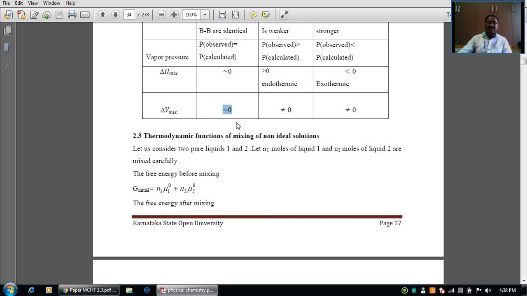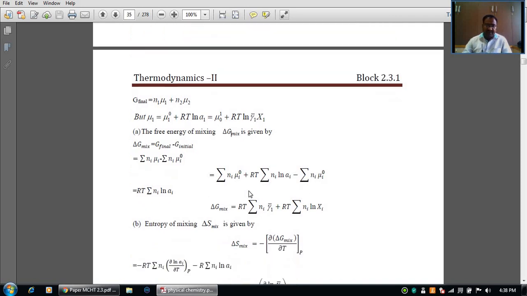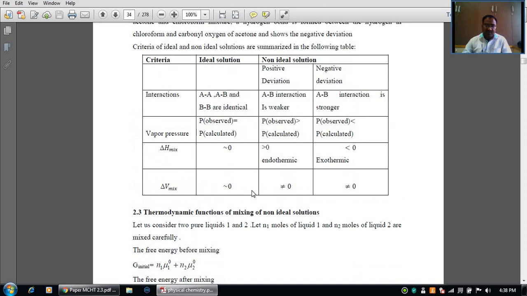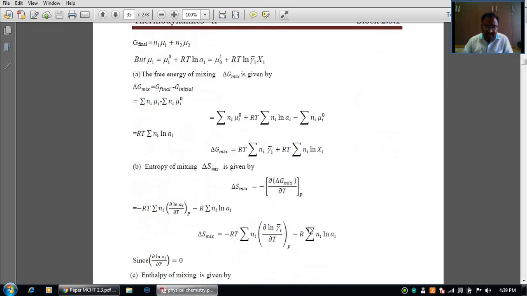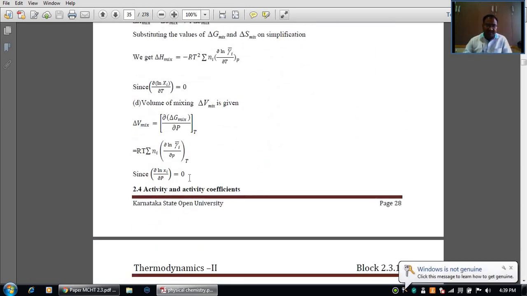Next, we consider thermodynamic functions of mixing of non-ideal solutions. When two components mix with each other, either enthalpy changes or entropy changes. Based on that, we divide into positive deviation and negative deviation. If delta H mixing is greater, that is an endothermic reaction. If it is lesser, that is an exothermic reaction. The derivations are mentioned here, and finally we got it like that.